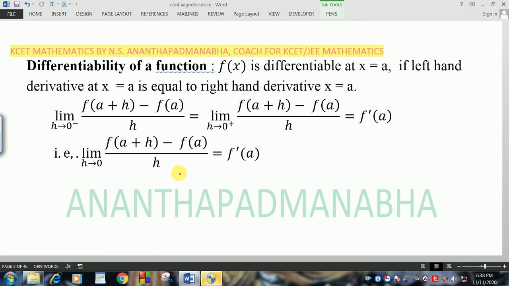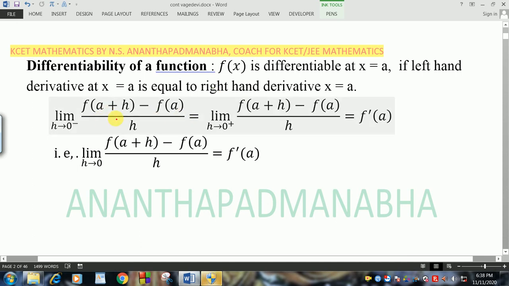Now we will define the differentiability of a function. A function f(x) is said to be differentiable at x = a if the left hand derivative at x = a is equal to the right hand derivative at x = a.